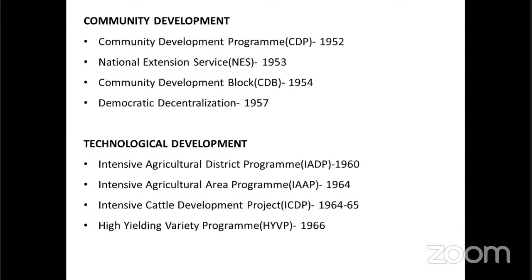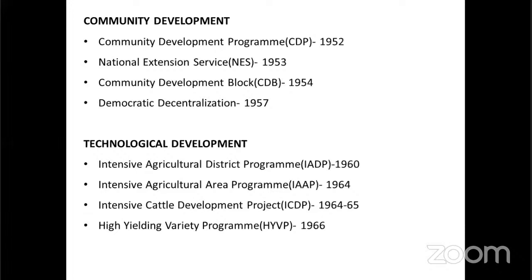After the success of the community development program, the government decided to implement the National Extension Service, 1 year after the implementation of the CDP. So in October 1953, the National Extension Service was launched. Please remember this: it is a permanent program. It covers the entire country. It is also headed by a block development officer. The National Extension Service is an agency.